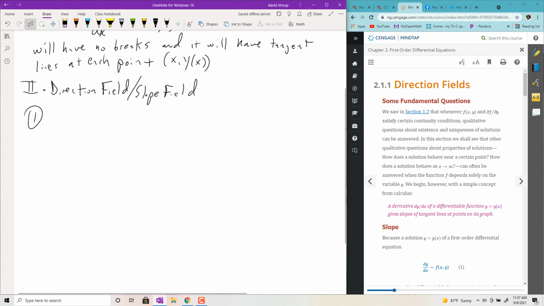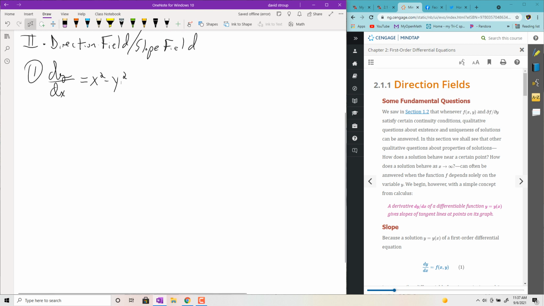I just took number 1 from the homework. So they give you this dy over dx equals x squared minus y squared. What we're going to do is evaluate that derivative at a bunch of points and then draw little itty bitty tangent lines at each point, and it creates kind of a maze type thing, and you're able to draw your solutions through it. So we'll call f of x, y this x squared minus y squared, and then we're going to evaluate that at 9 points around the origin.